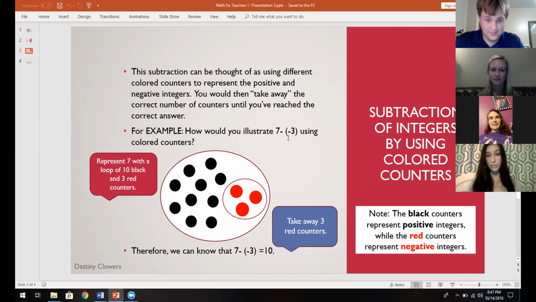So if we wanted to solve this problem, 7 minus negative 3 using colored counters, the easiest way I think to solve this problem is to represent 7 with a loop of 10 black counters. So we can see our 10 black counters right here, and then 3 red counters in another loop right here. Once you've taken away those 3 red counters, since we're going to subtract negative 3, we're just left with these 10 black counters, and since they are black, it is a positive 10. Therefore, we can know that 7 minus negative 3 equals 10.